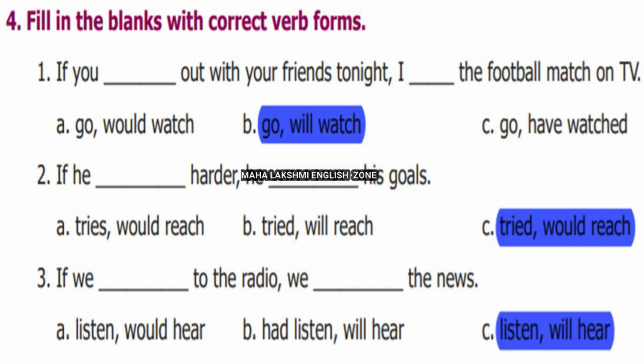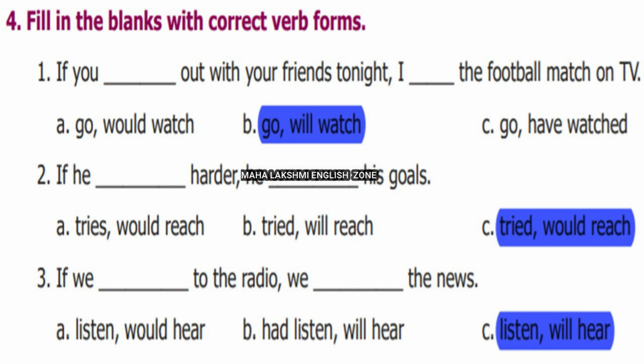And in the C one, tried is a past tense. If it is in past tense, our other answer should be would plus verb. So would reach is the right answer. So option C is the right answer. Tried and would reach. In the third one, first verb is listen. So listen is a present tense. The other form should be either will hear or won't hear, but they have given would hear, so it is wrong.